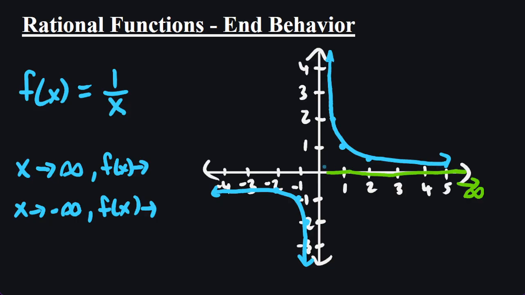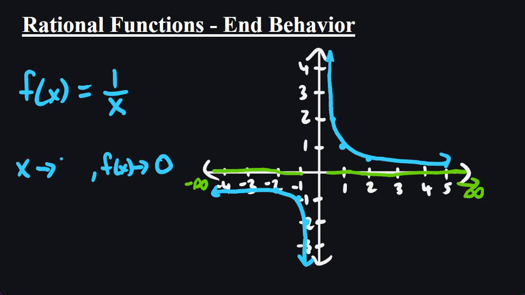Well, it looks like it's heading towards y equals 0. And that's actually what it approaches. As x approaches infinity, f of x approaches 0. And same thing in the other direction. As x approaches negative infinity, off to the left, the blue function f of x approaches 0 as well. So to write this more concisely, as x approaches either positive or negative infinity, f of x approaches 0. And that's the end behavior for this rational function.